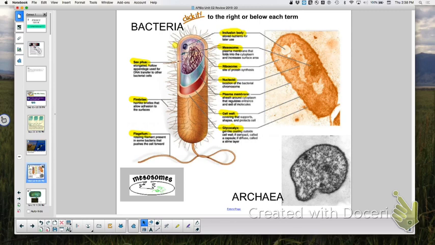What are all these tiny little hair things? What are those called? Not cilia. Fimbriae. What is that for? Attachment. What is this?